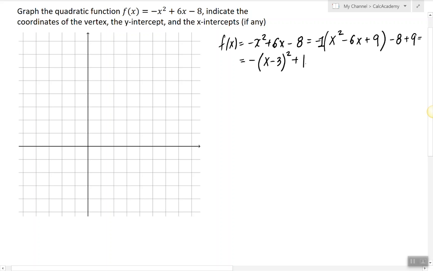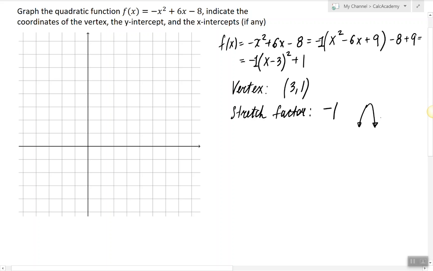Now, most of the work is done. Now we just have to look at the parameters and identify the vertex first. So the coordinates of the vertex are (3, 1), and the stretch factor here is -1. That means the parabola opens down, and there is no stretch here. It's just going to be an upside-down standard parabola shape.